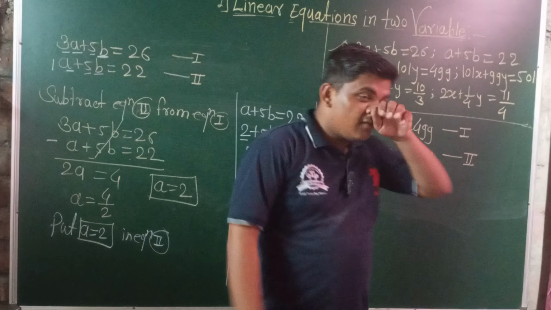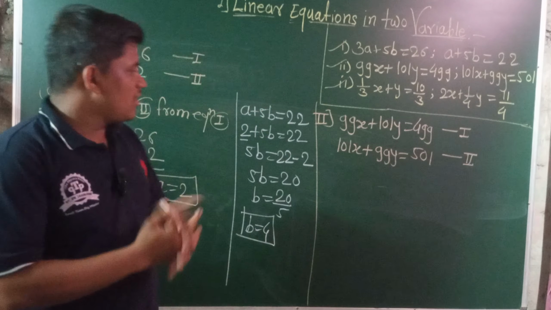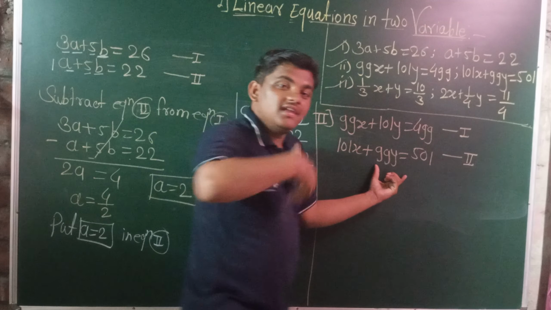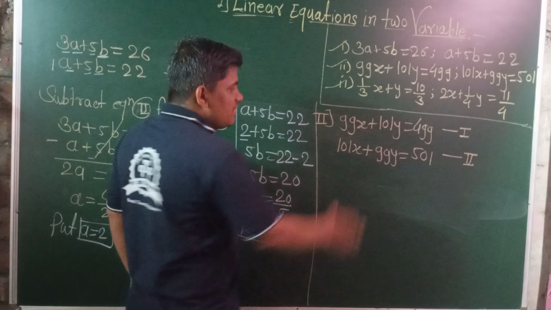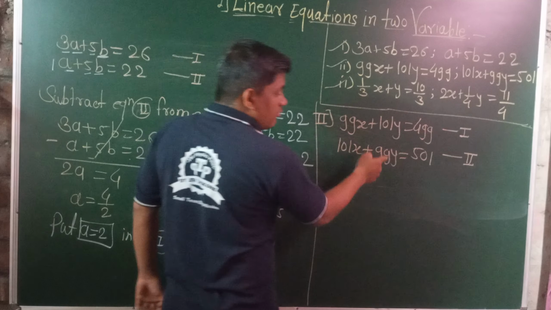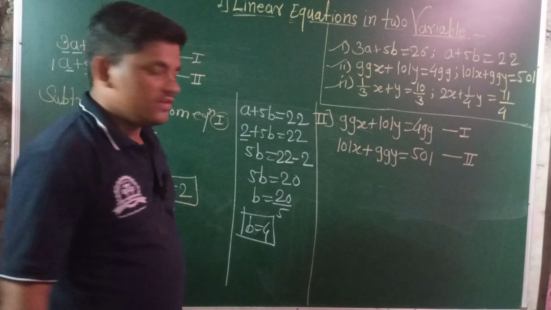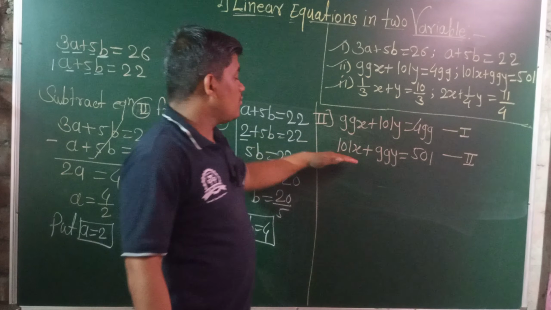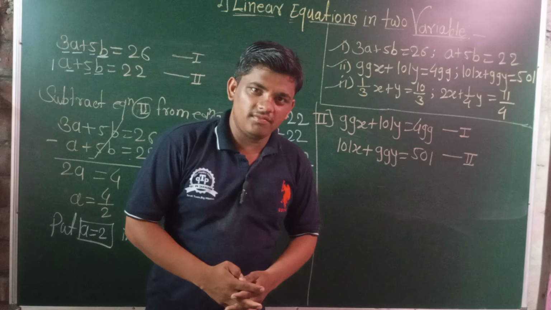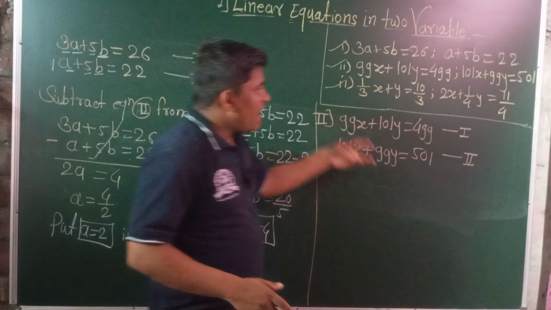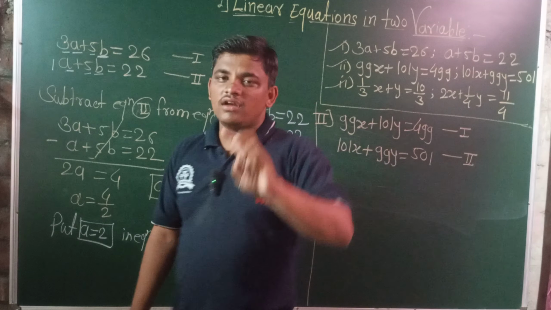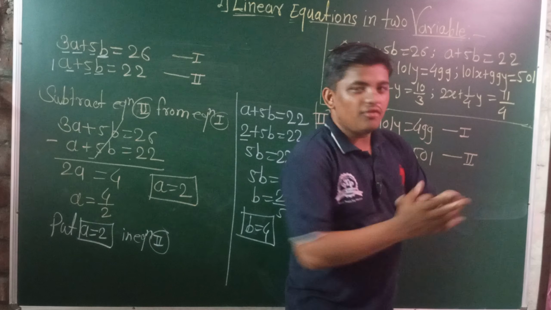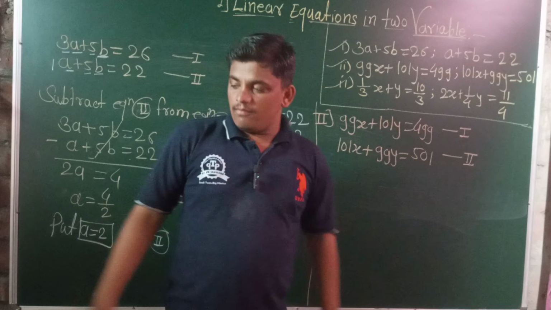When we carefully observe these two equations, the coefficient of x in the first equation is equal to the coefficient of y in the second equation. And the coefficient of y in the first equation is equal to the coefficient of x in the second equation. That means in that condition we add the two equations one time and subtract them one time.